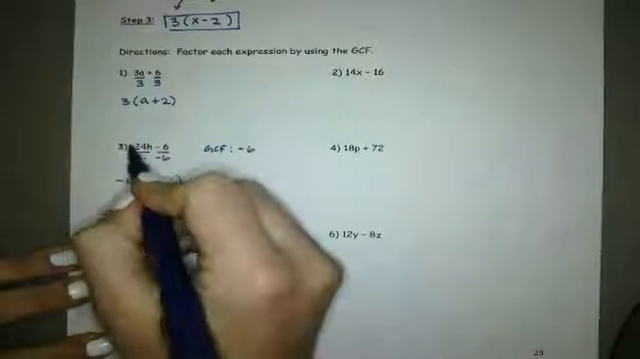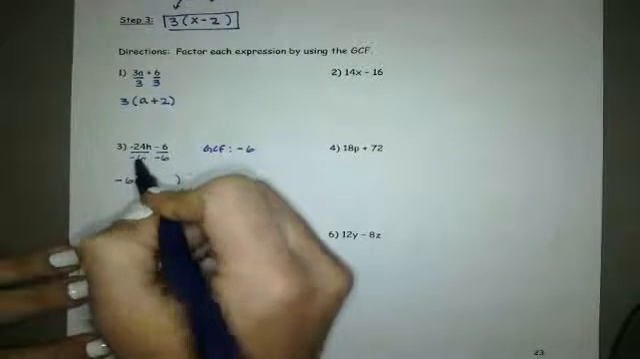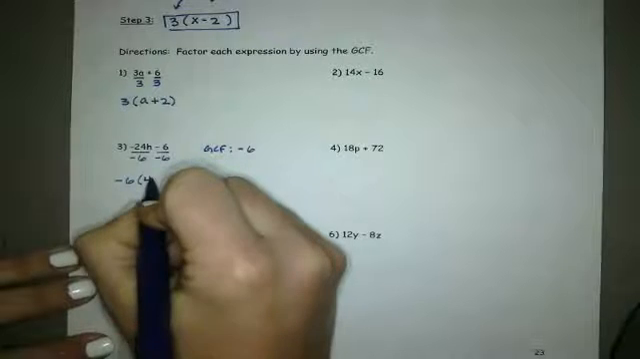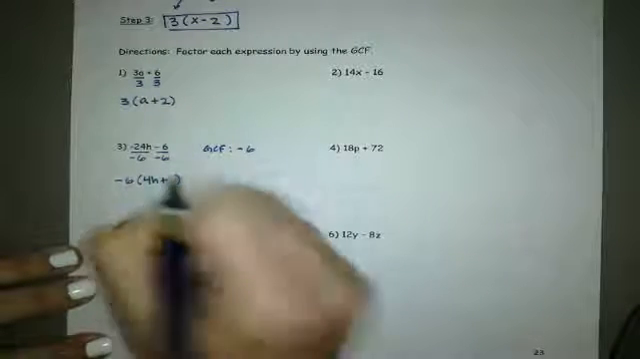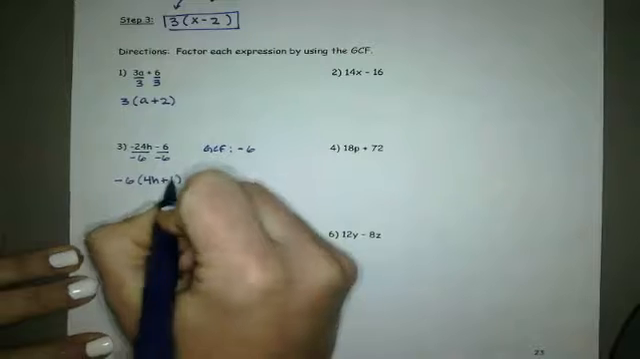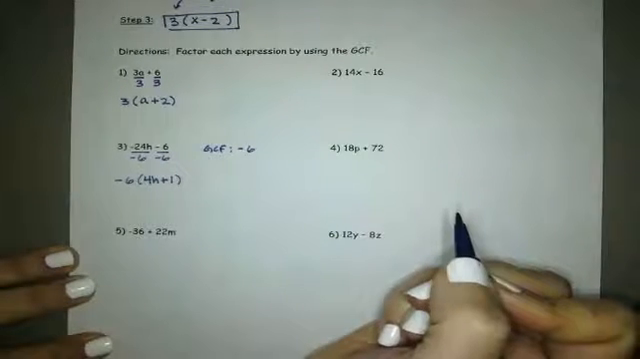Negative divided by negative is a positive. 24 divided by 6 is 4, but then we have to bring down the H. Negative divided by a negative is a positive, and 6 divided by 6 is 1. Okay, final answer.